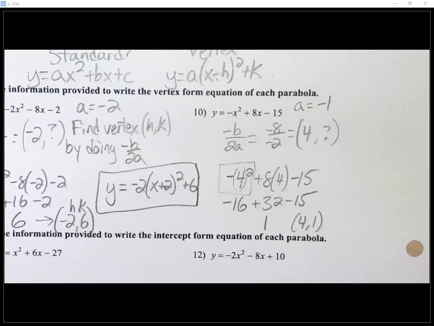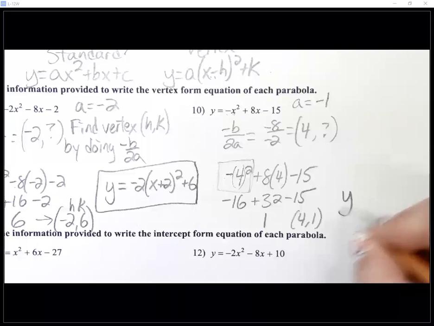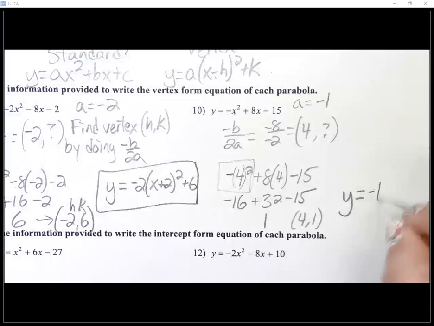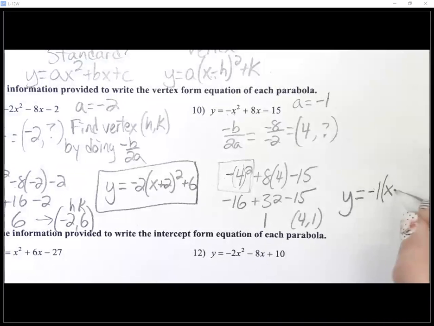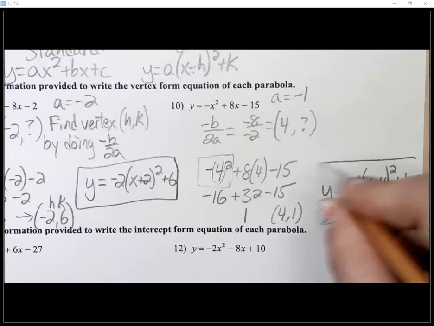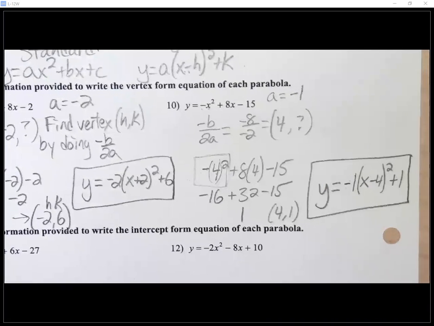So what's it look like? Who wants to tell me? y equals what? Go ahead, Sam. y equals -1 times parentheses (x minus 4) squared, plus 1. The square's outside the parentheses. Yep. Just like that? Yeah, perfect. Double check that you got the same thing. Did you?